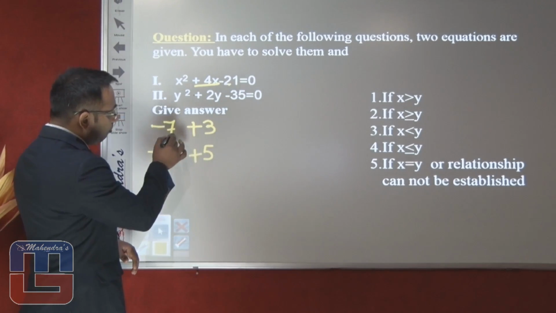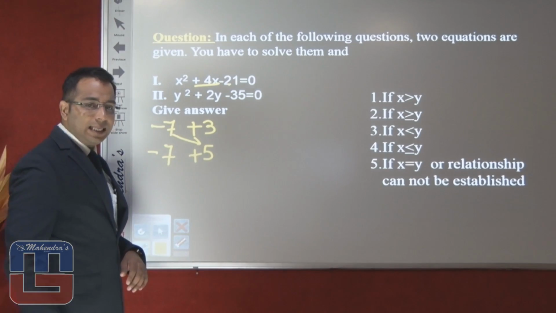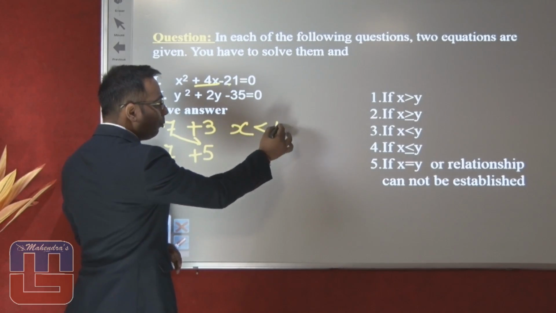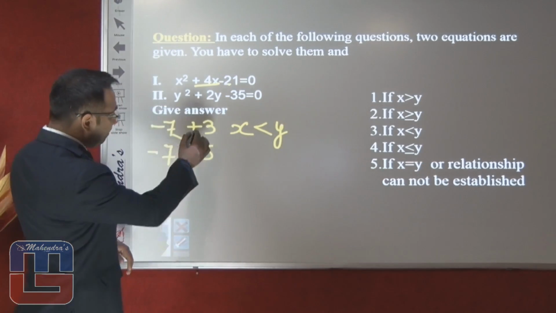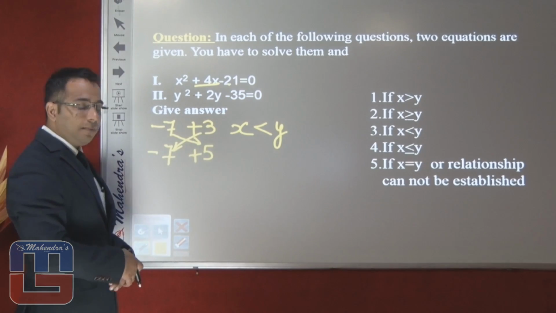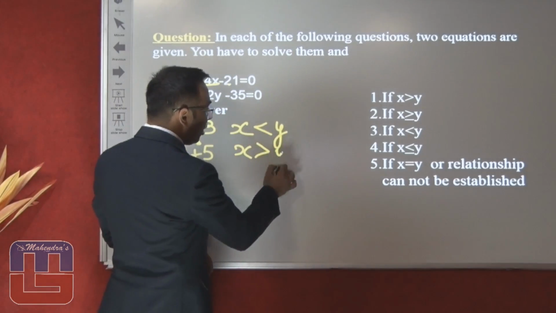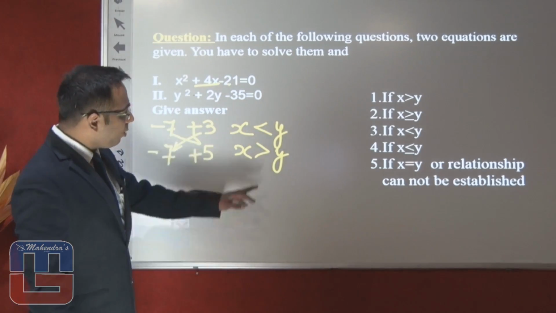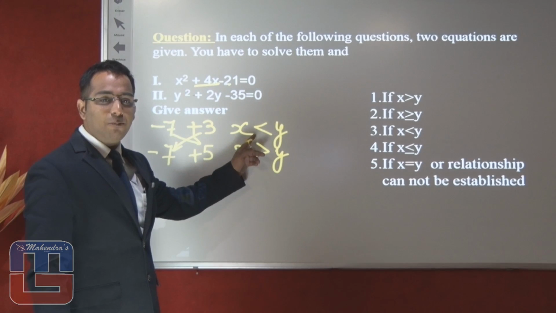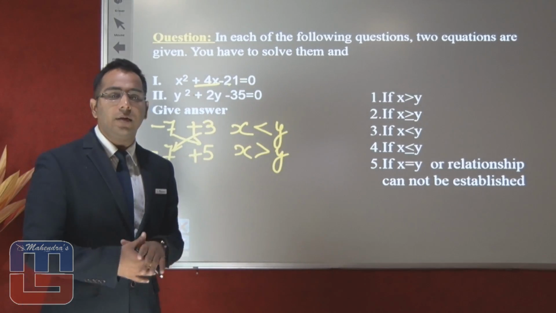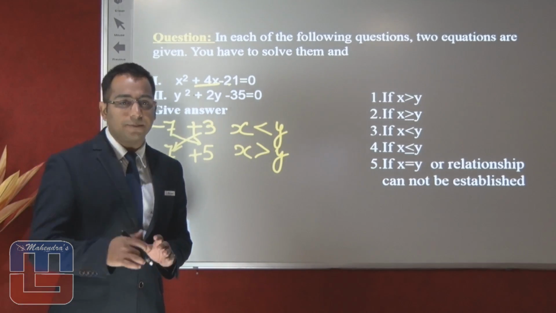See here, minus 7 is less than plus y, that means x is less than y, and plus 3 will be definitely greater than minus 7, which means x is greater than y. We cannot establish a relationship when we have both the signs, greater than and less than, together. So the answer will be that the relationship cannot be determined.